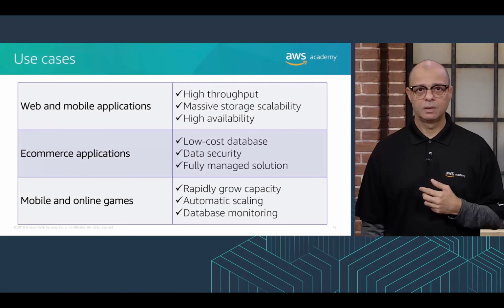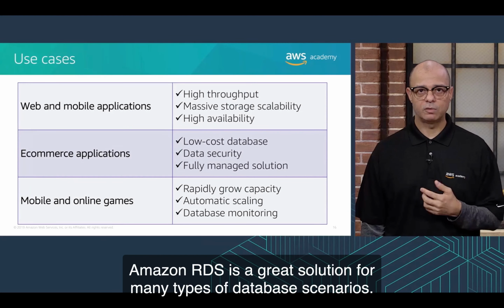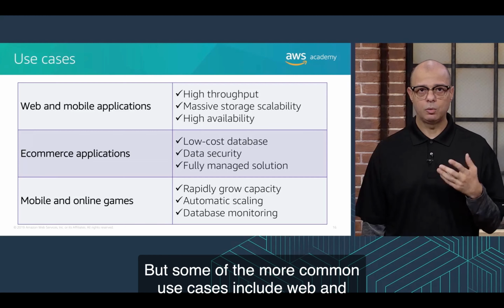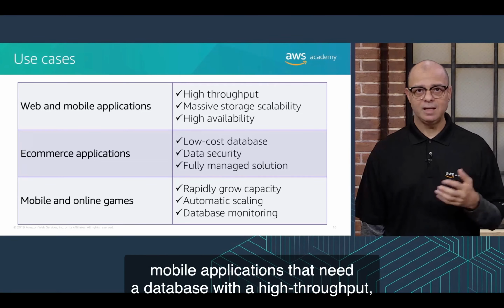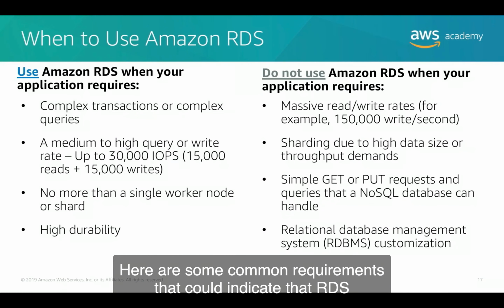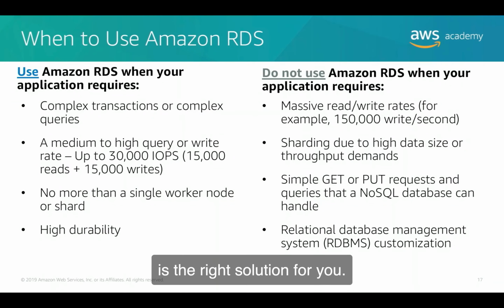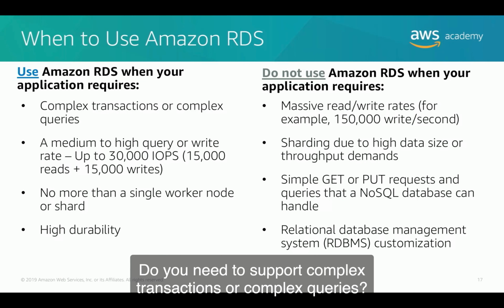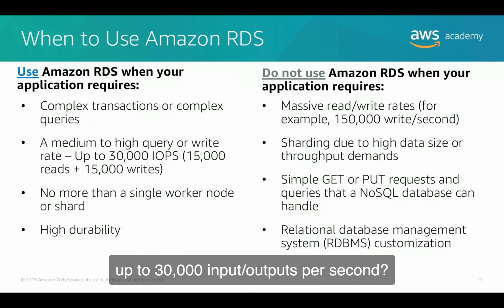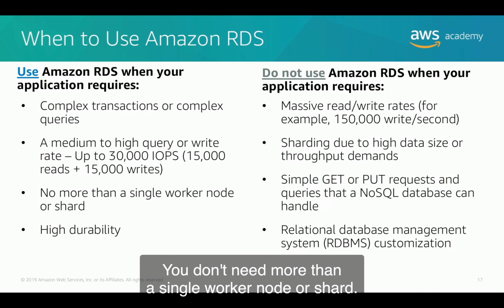Amazon RDS is a great solution for many types of database scenarios, but some of the more common use cases include web and mobile applications that need a database with a high throughput, massive storage scalability, and high availability. Here are some common requirements that could indicate that RDS is the right solution for you. Do you need to support complex transactions or complex queries? Do you have a medium to high query or write rate, up to 30,000 input outputs per second? You don't need more than a single worker, node, or shard.